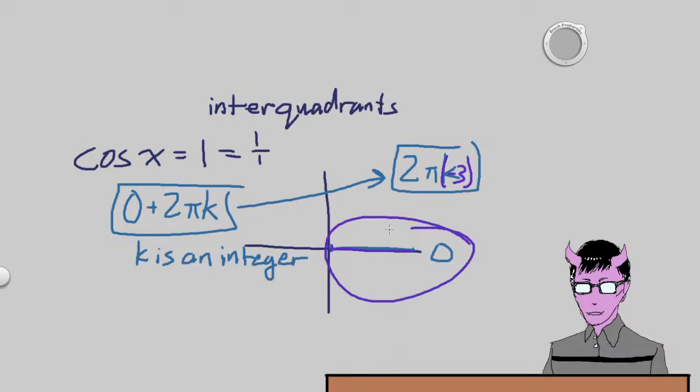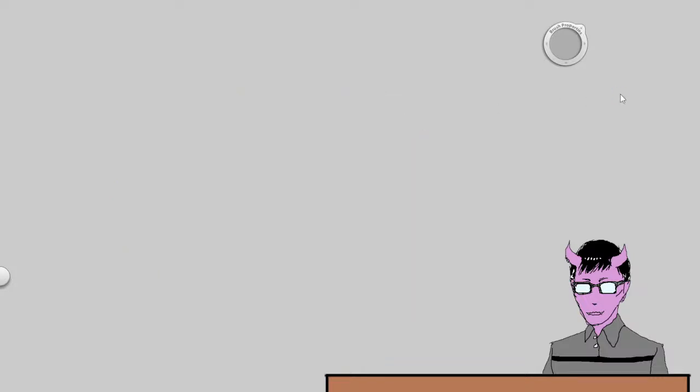Interquadrant angle right here, that does have a positive adjacent ratio to hypotenuse. So the -3 seems legit as well. So this answer should be good. Good to go. That was with no domain restrictions. We have to include infinite answers.